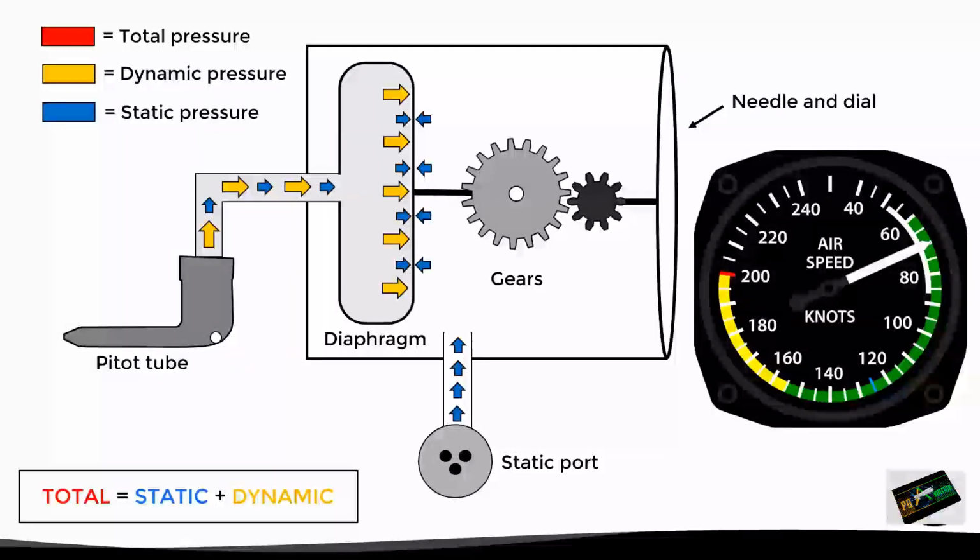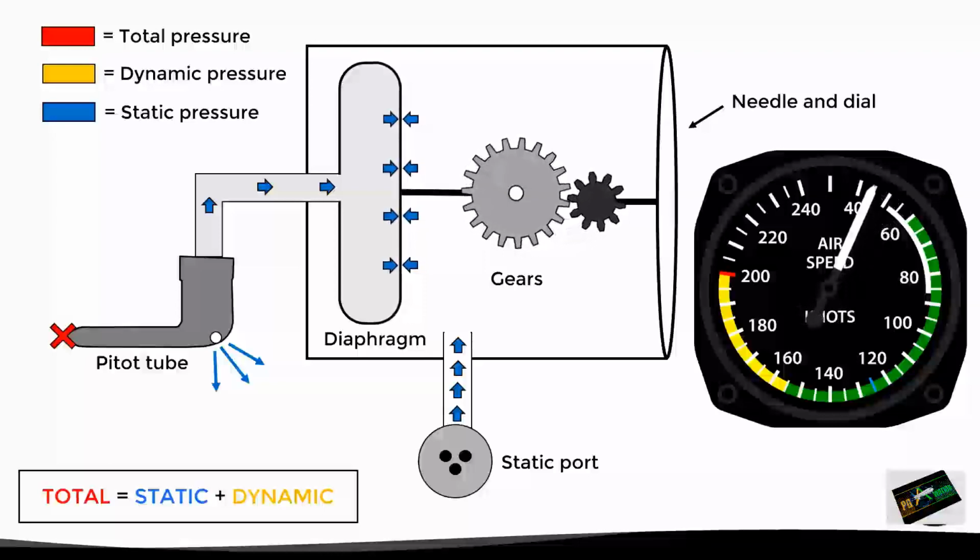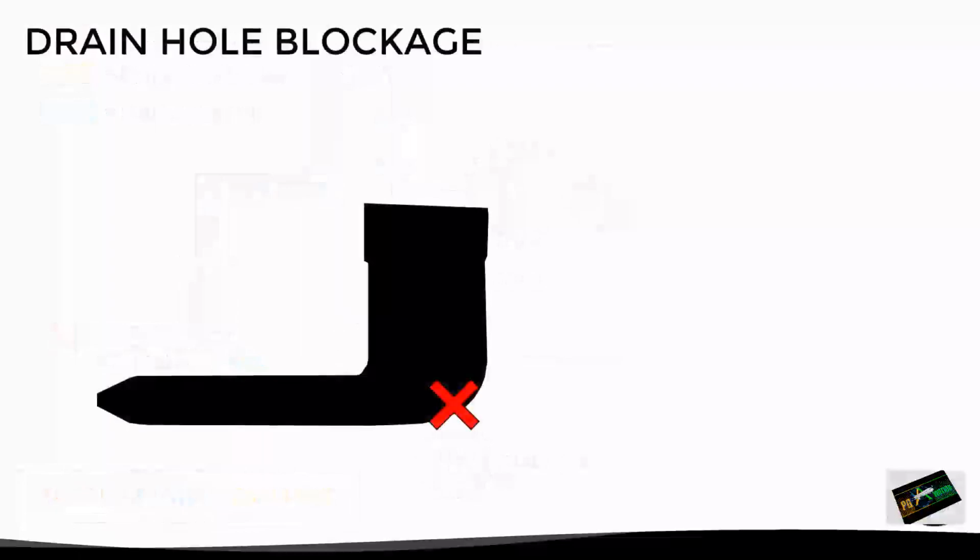Now, if there is a blockage in the main pitot tube intake, the following will happen. The dynamic pressure that was inside the diaphragm will escape through the drain hole of the pitot tube, leaving only static pressure inside. Then the diaphragm will contract, moving the needle to indicate zero. Let's now move on to the second case. Here only the drain hole is blocked.